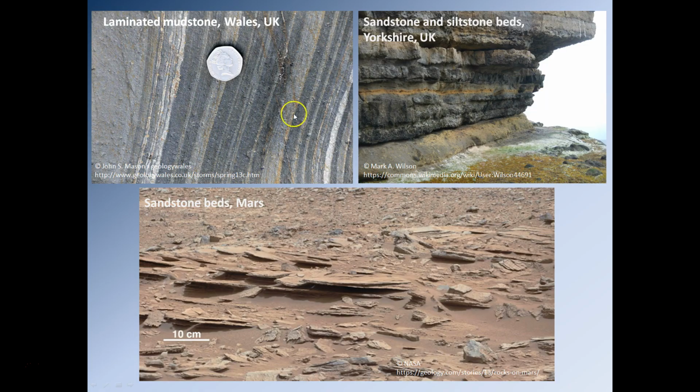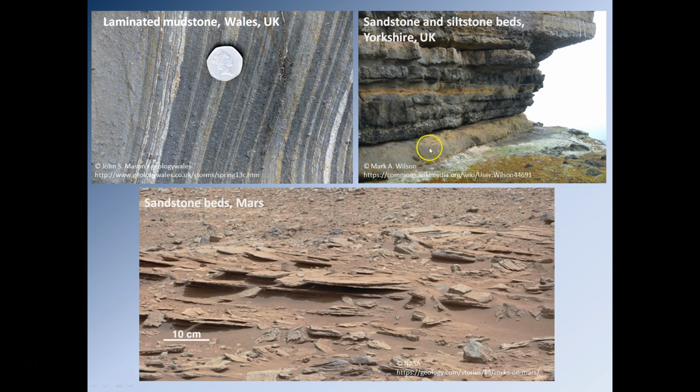So here we go. Here's an example of some laminations. Just to give you an example, this is a 50p piece. It's slightly larger than a quarter. And you can see, quite clearly, these layers are on the whole very, very thin. Now, compare that to this sequence of beds here. You can see these layers, on the other hand, are much, much thicker. So they're going to be classified as beds rather than laminations.